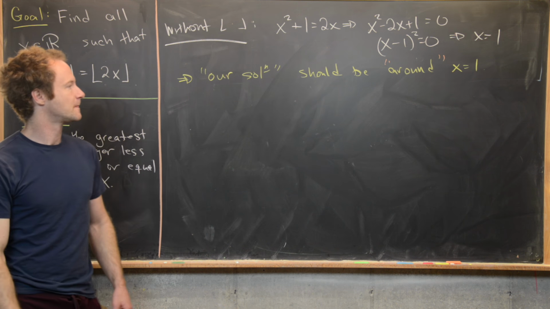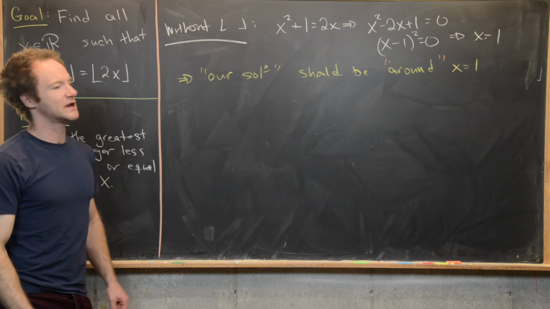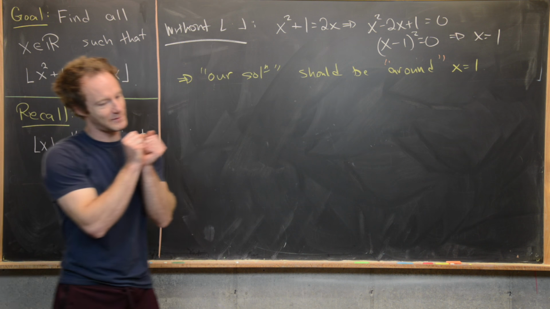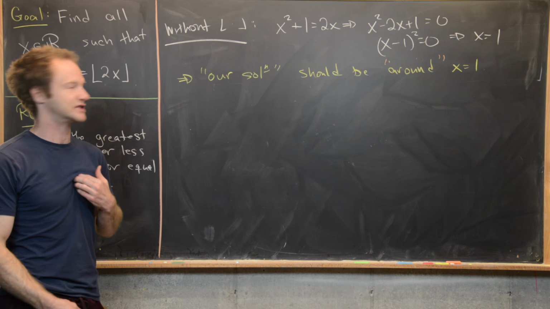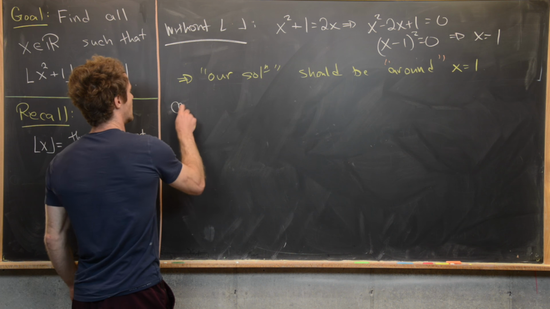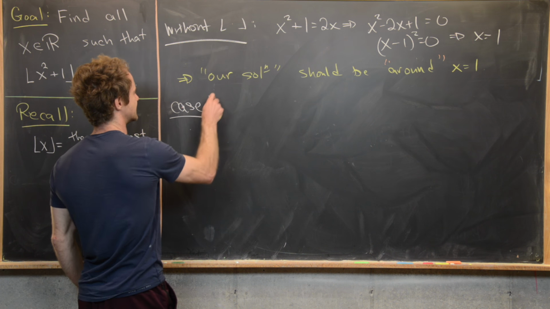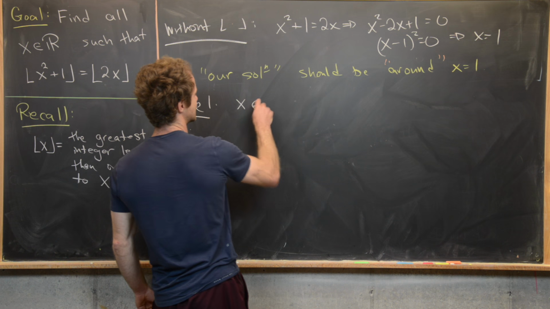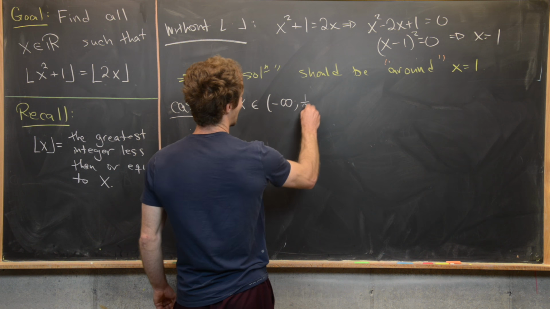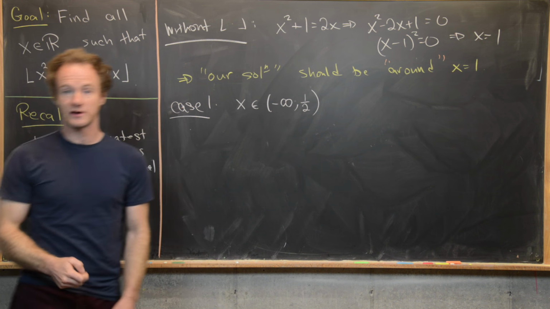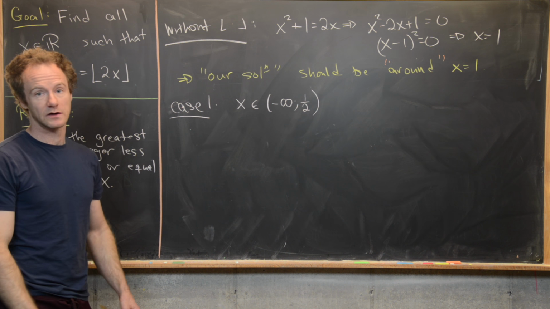And I'm going to put in quotes around because I'm not going to carefully define that or anything. Okay, so now what we want to do is examine what happens if we're far away from x equals 1 and show there are no solutions there. So maybe we'll break this into cases. So case number 1 will be x is in the open interval minus infinity to 1/2. Then maybe it's an open interval on the side of 1/2 as well.